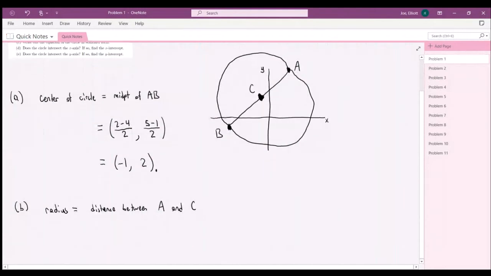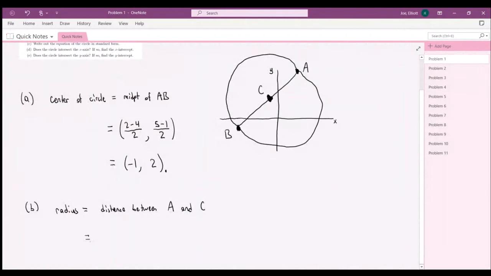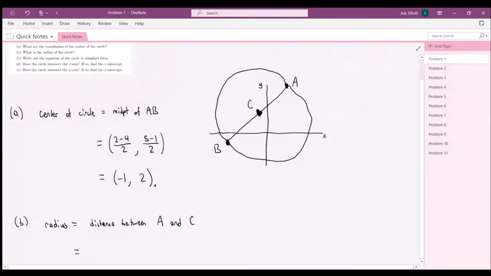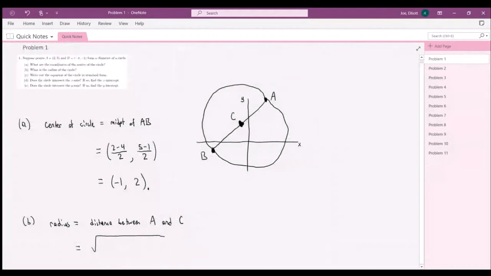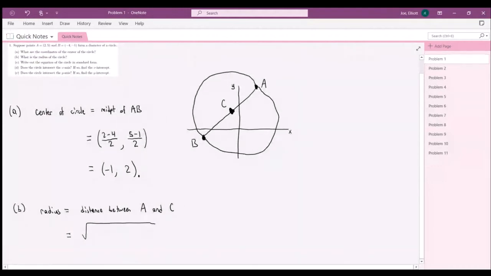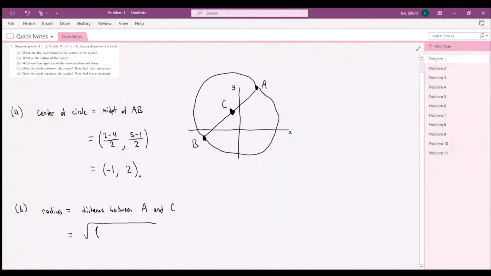And you guys remember the formula for distance? The square root of x2 minus x1 squared plus y2 minus y1 squared. Yes, perfect. So let's see here. If C has coordinates negative 1, 2, and we have coordinates of 2, 5, then if we do x2 minus x1, let's do 2 minus negative 1.